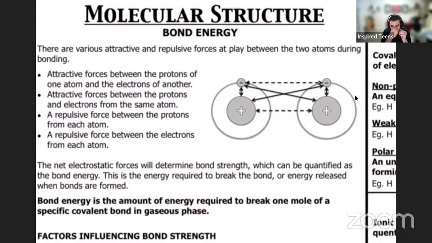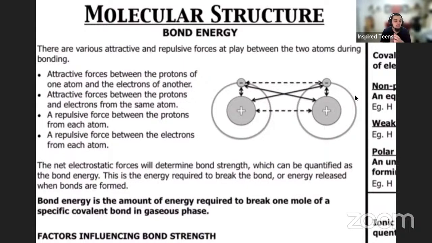Bond energy is the amount of energy required to break 1 mole of a specific covalent bond in gaseous phase. So that's the specific definition, but you can think of it as: when we have a chemical bond between two atoms, the amount of energy it takes to actually break that bond is the bond energy for that bond. So basically, the strength of that bond can be understood by its bond energy.